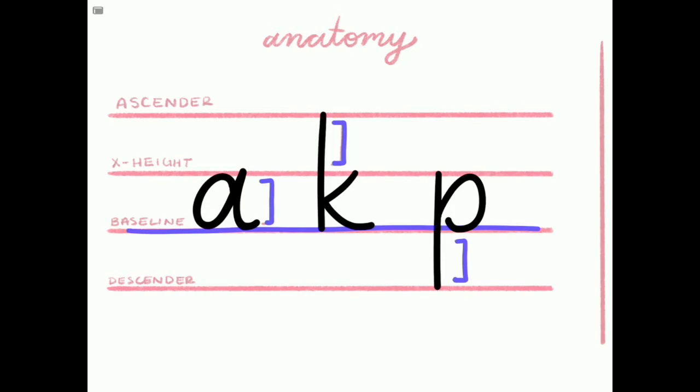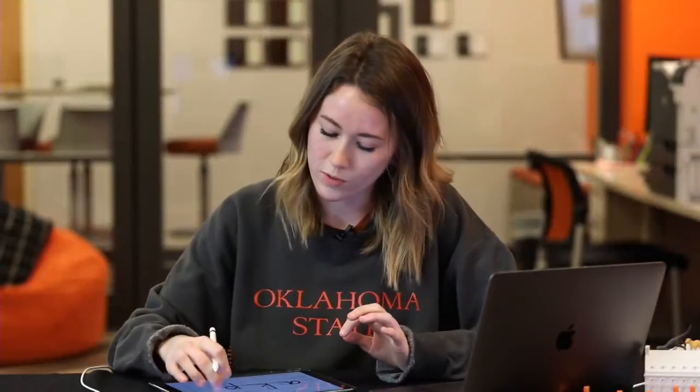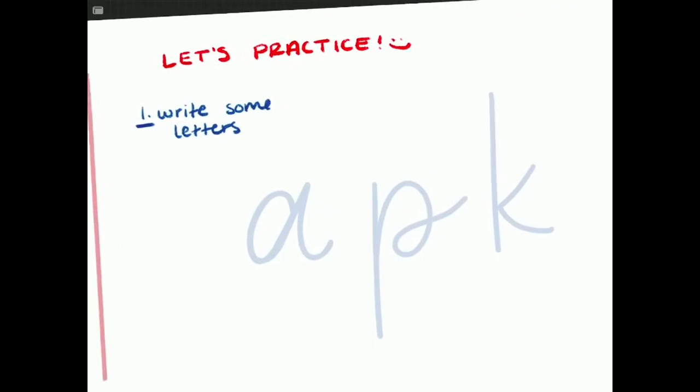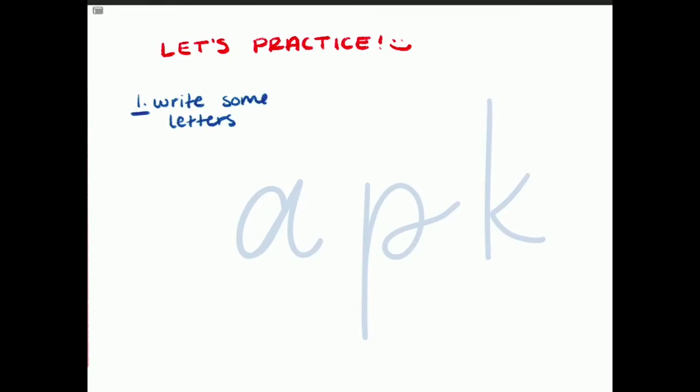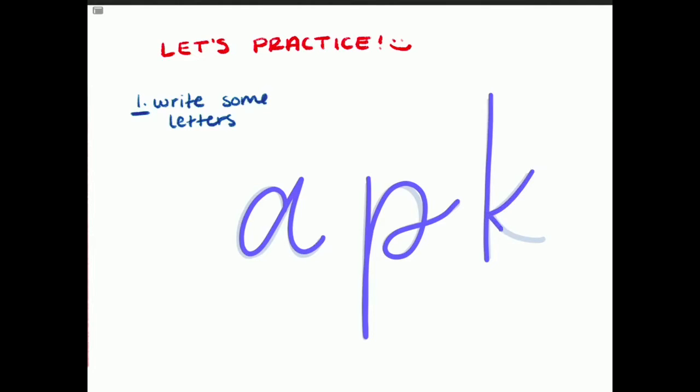So hopefully you have a pen and paper now, because if you do, this is the really fun part. We're going to move on, and we're going to practice a little bit. We're going to write some letters. If you see, I have an A, a P, and a K. I chose these letters because they have an ascender, a descender, a baseline, an X height, all the things that I just taught you in our fun little anatomy class. So write out some letters. It doesn't have to be an A or a P or a K. It can be whatever you want. Hopefully you wrote down some of your fun little letters.